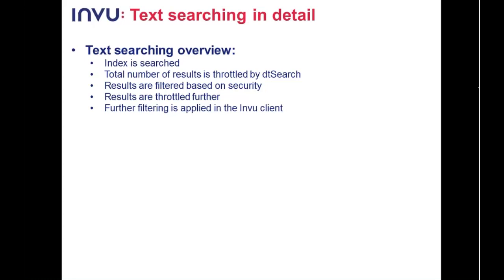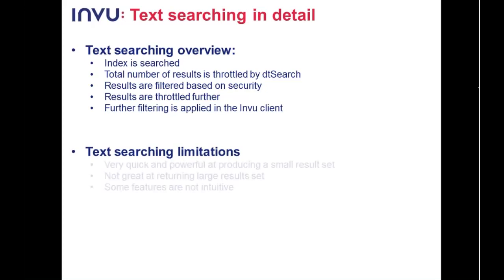And then once they're presented in the Invu client, additional filtering is applied. When you get your results, you'll see that they're all split into subsections, at the standard document level. So you've got your information type and then your results within each standard document, and that's what the further filtering applies to.